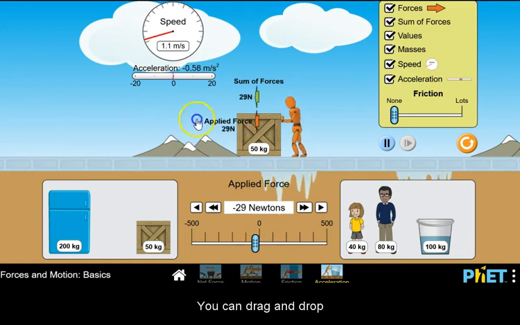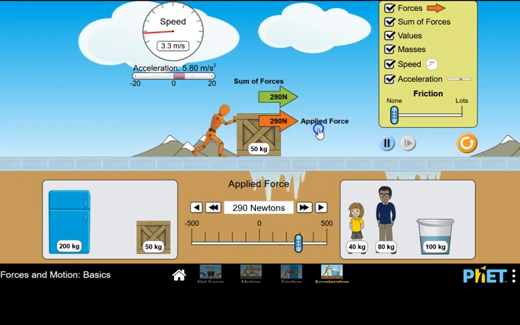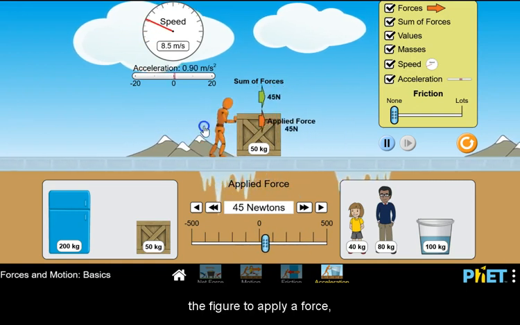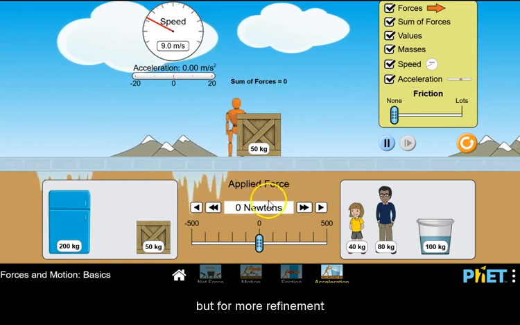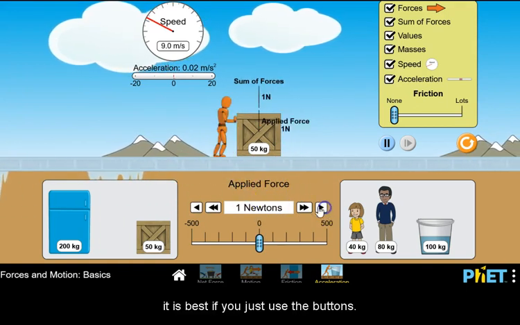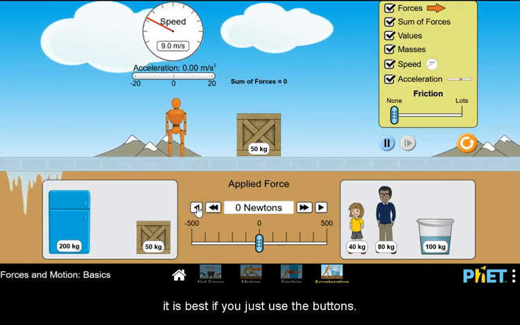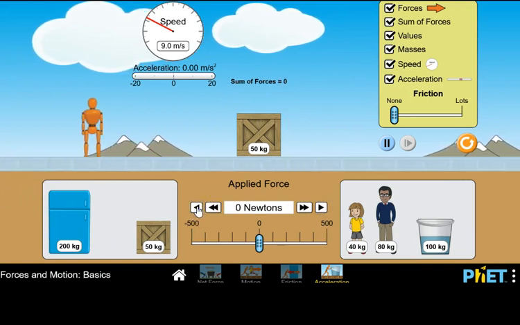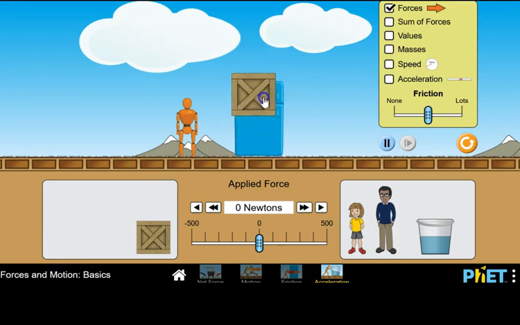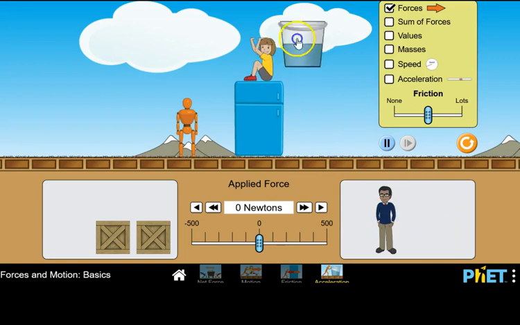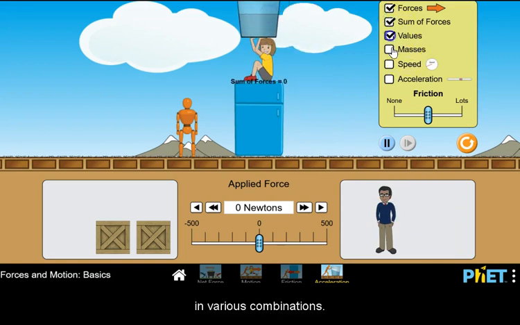You can drag and drop the figure to apply a force. But for more refinement, it is best if you just use the buttons. You can change out the masses, even add to them in various combinations.